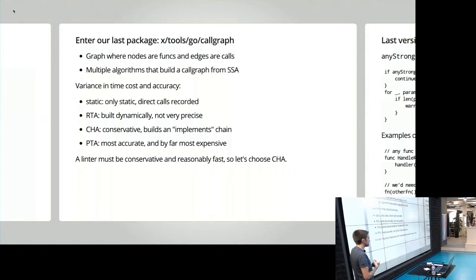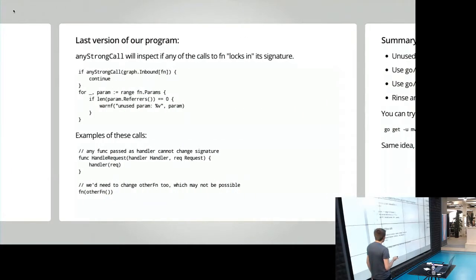And it's most expensive by a factor of, I think, 5 or 10x. So it is very slow. If you run it on something that had a regular amount of imports, for example, some packages from std and a few extra packages from outside, it might take 10 seconds to do its thing. So it is very slow. And we want our linter to be reasonably fast and conservative. So for this example, we're going to use CHA, but it doesn't matter too much.